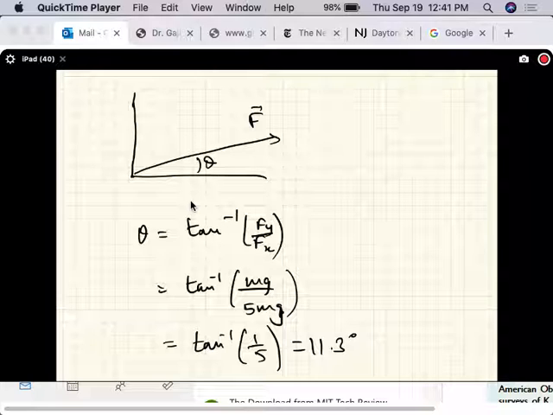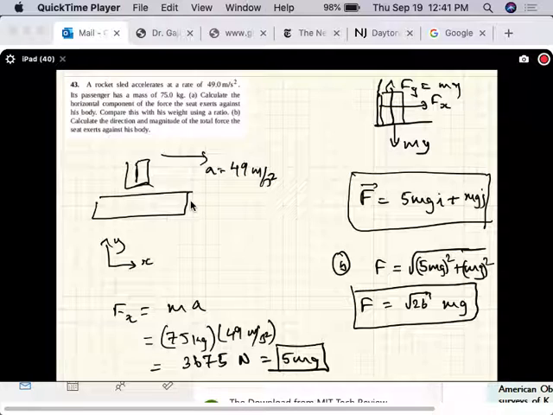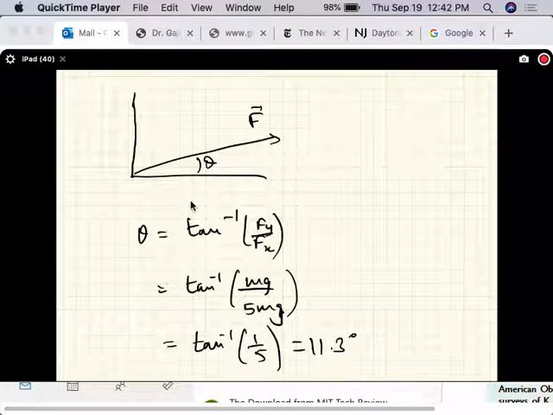Okay, so this angle is 11.3 degrees. And that makes sense. The force has a large x component and the y component is 1/5 the x component, so it's a mostly horizontal force. In the limit, if the x component is infinite compared to the y component, the force will be horizontal. Well, that's just stating the obvious. All right, so that finishes that problem.